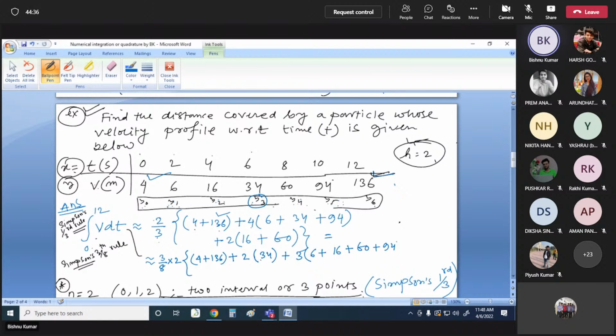Tell me about this value also. And the trapezoidal rule you did in the last class gave 560 meters. What are you getting here in this problem?